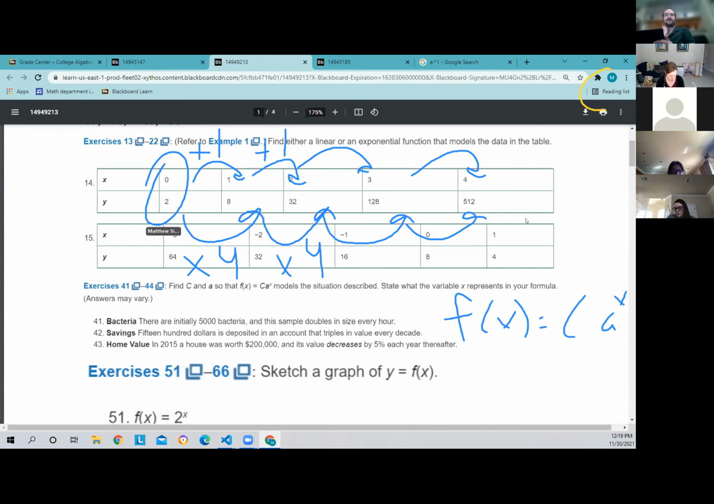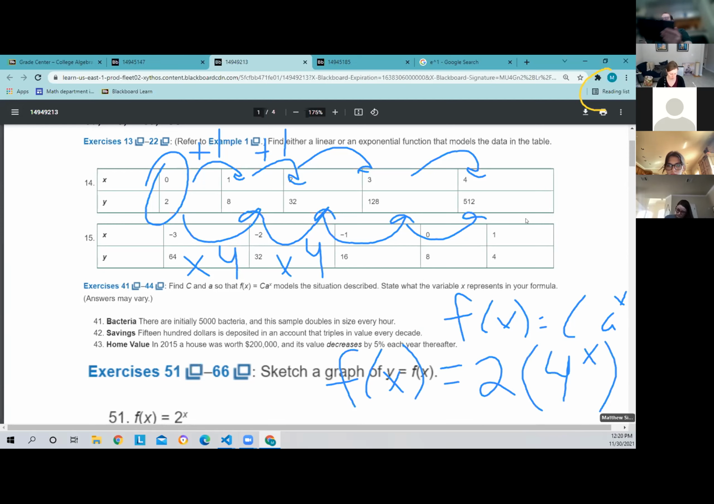The other thing we need to know is the y-intercept. If I know those two things, I should be able to fill out this formula. So what is my c value? 2. It's the 2 right there. What is my a value? 4. And that's my formula. I have a 2 as my c value and a 4 to the x as my base.